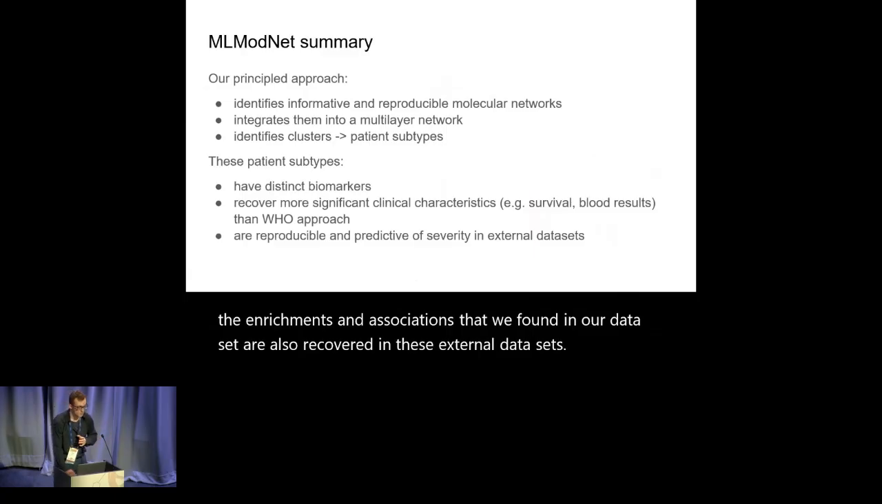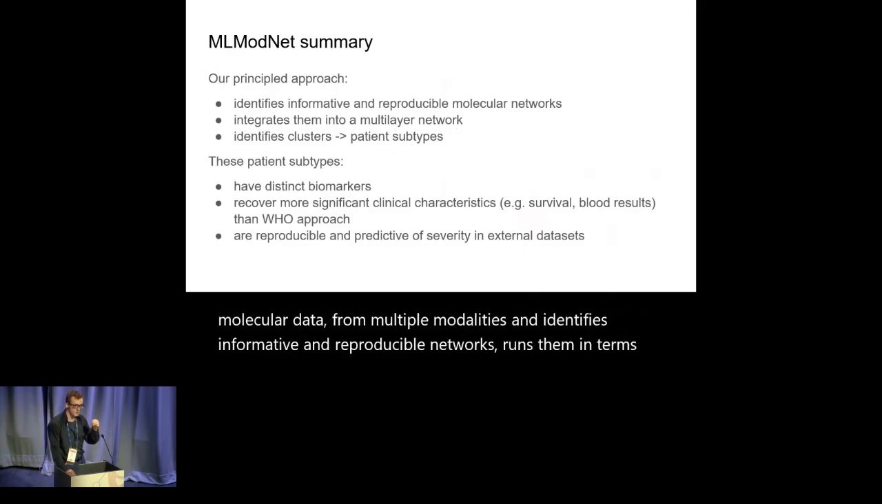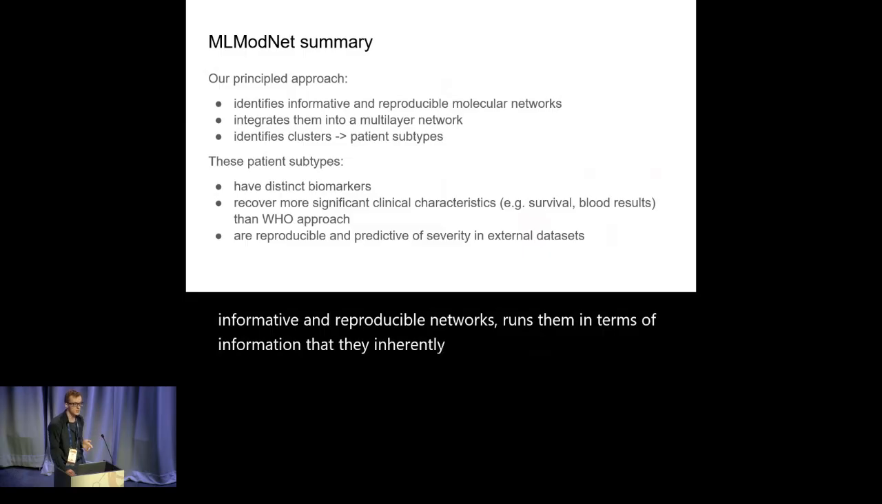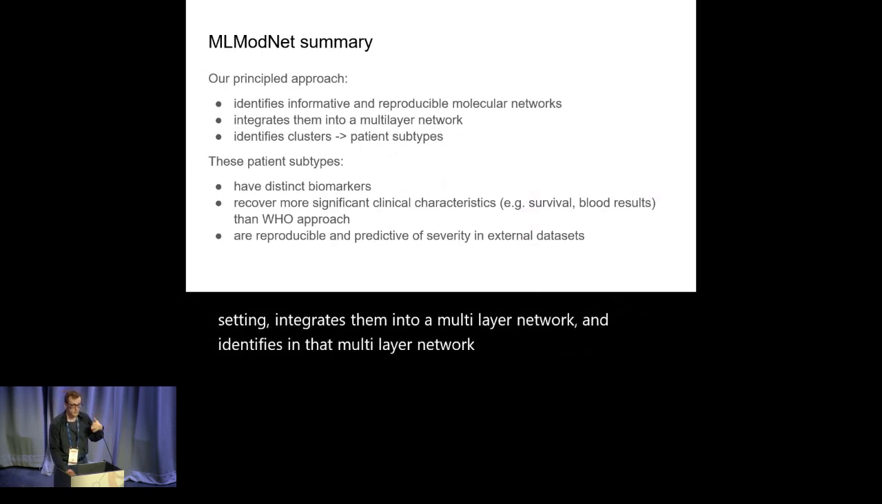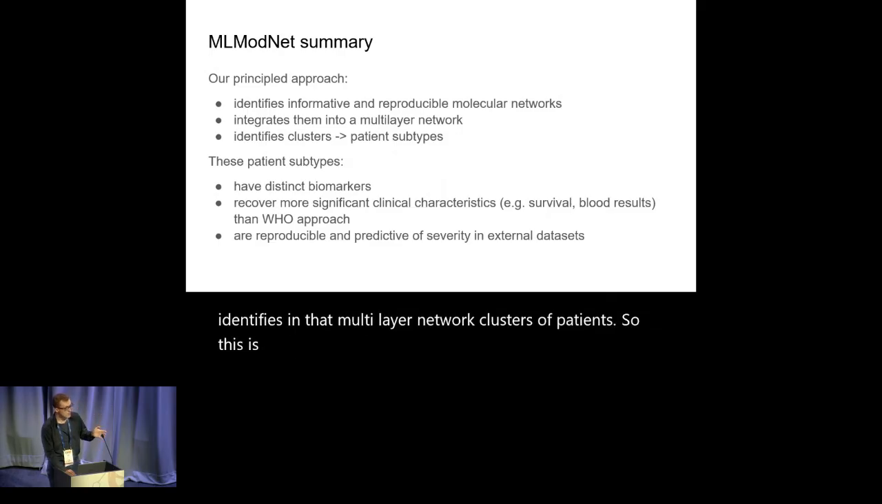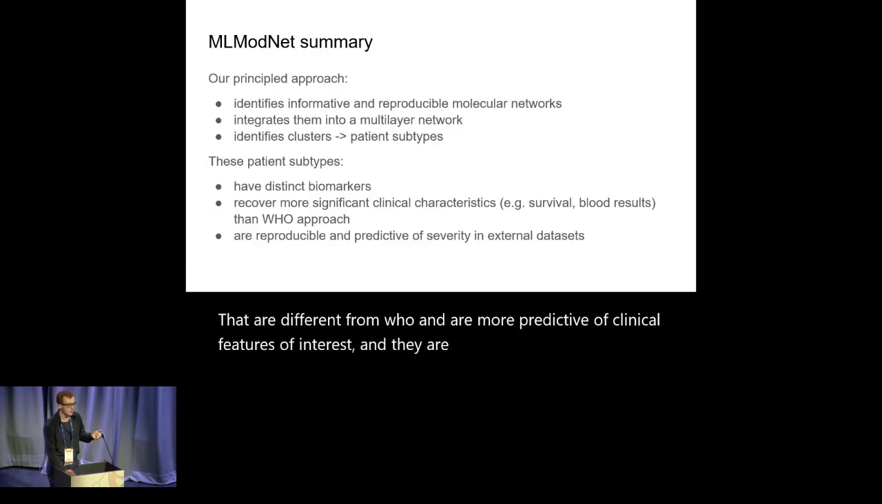So in summary, I've showed you a method that takes you from molecular data from multiple modalities and identifies informative and reproducible networks, ranks them in terms of information that they inherently contain within your disease setting, integrates them into a multi-layer network, and identifies in that multi-layer network clusters of patients, so disease subtypes. These subtypes have distinct biomarkers that are different from WHO and are more predictive of clinical features of interest, and they are reproducible in external data sets.